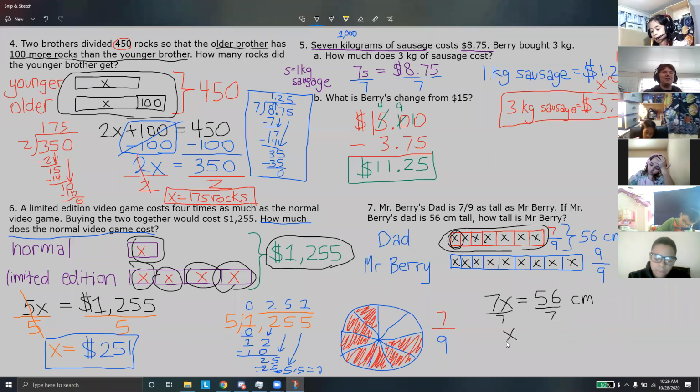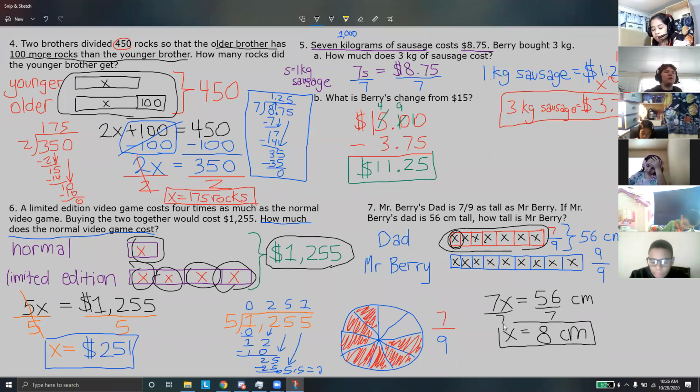And this is actually one that you guys could probably remember. 7 goes into 56 how many times? Anyone know that one? 8. Great. 8, 16, 24, 32, 40, 48, 56. Good. So 8 times. 8 times 7 is 56. So 1x is 8. Oh, 8 what? 8 centimeters. Okay, let me make sure to write that. So that's what 1x is.